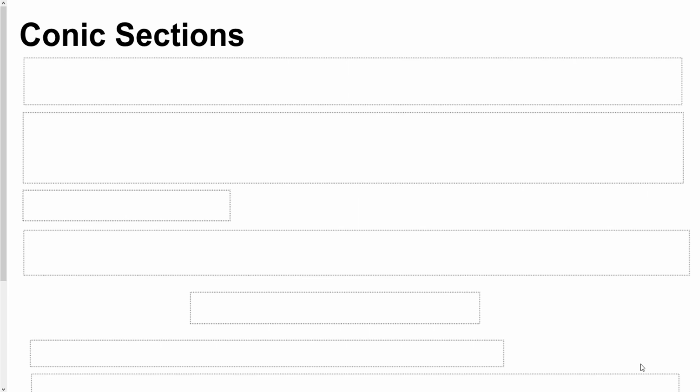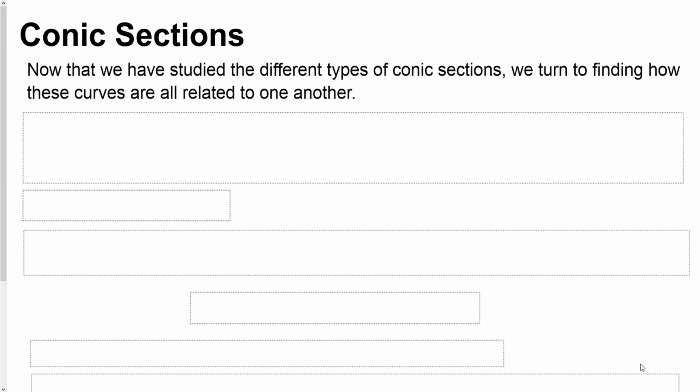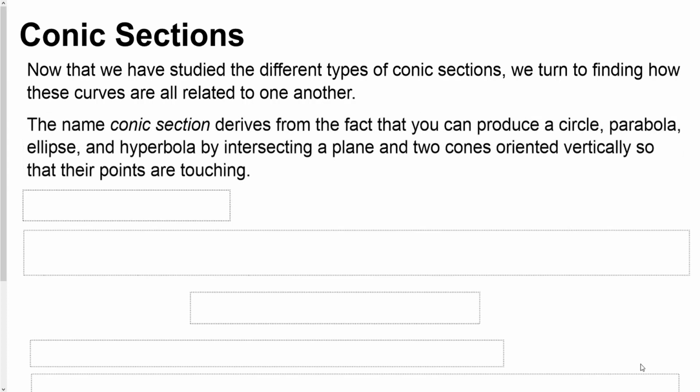This lesson is all about the conic sections. Now that we have studied the different types of conic sections, we turn to find out how these curves are all related to one another. The name conic section derives from the fact that you can produce a circle, parabola, ellipse, and hyperbola by intersecting a plane and two cones that are oriented vertically so that their endpoints are touching.